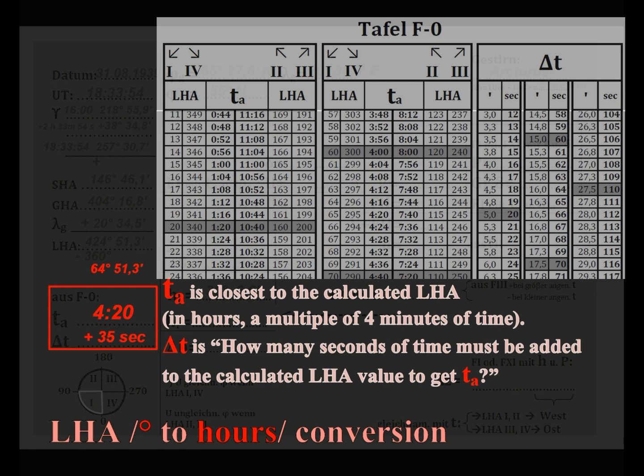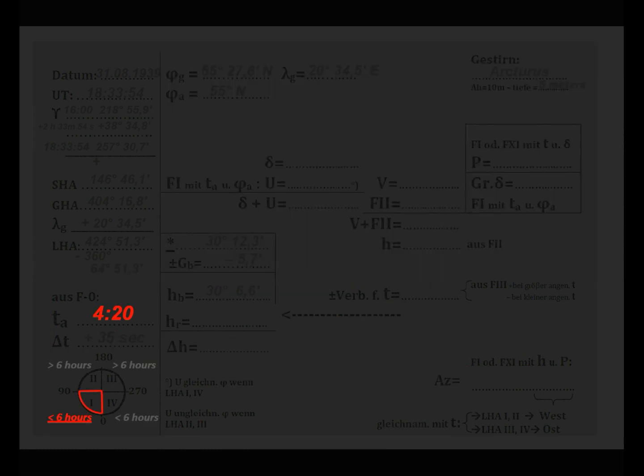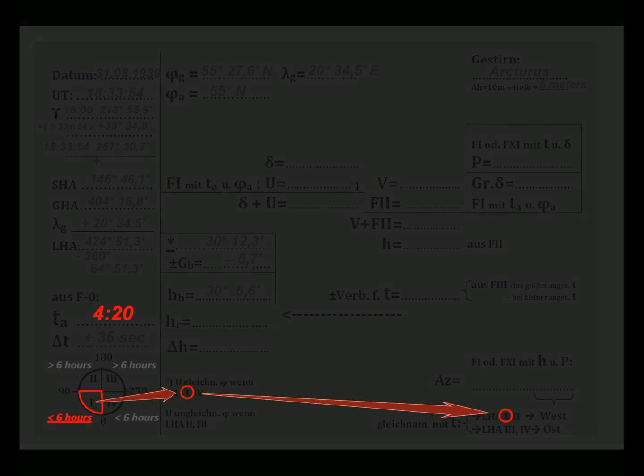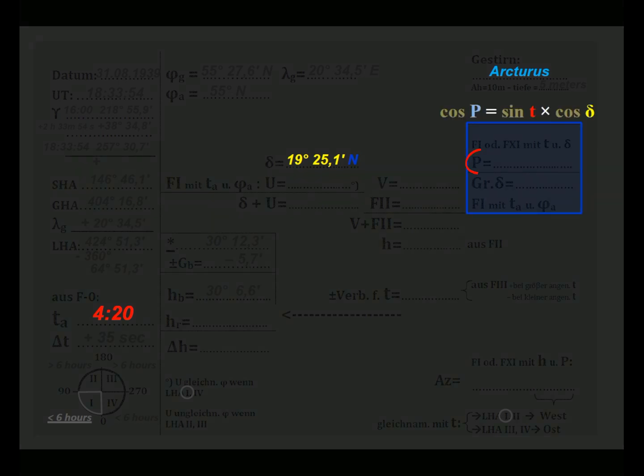After calculating and converting the local hour angle, we make notes that the local hour angle is less than 6 hours and belongs to the first quarter of a circle. This is important for calculating the altitude and azimuth. I will talk about this later. Using the local hour angle TA and the declination of a celestial body, it is necessary to extract from F-Tafel an auxiliary value P, which is used to determine the azimuth of a celestial body.